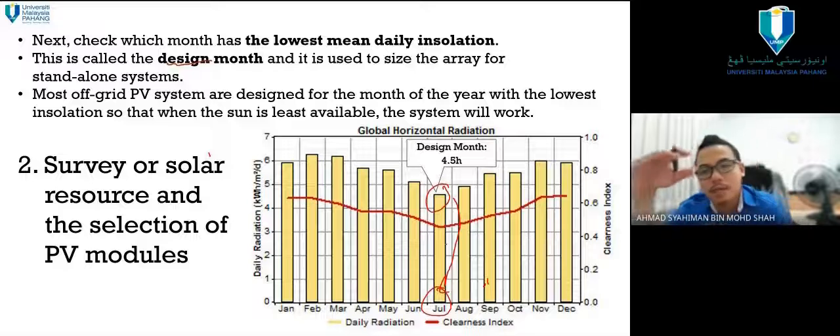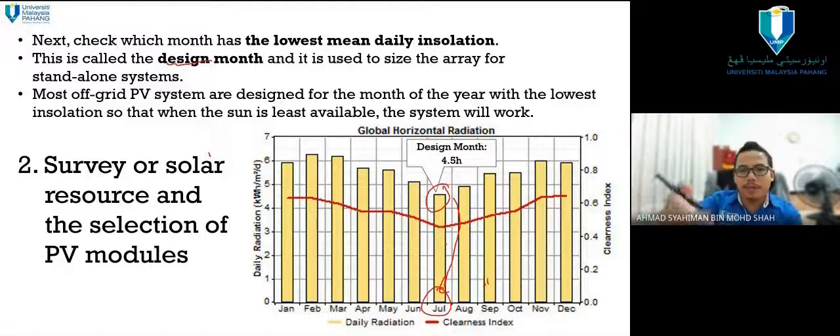Even though this is the average per month, other months can reach maybe 6 or 5, but we only consider that month. Not by luck; from the historical data, you find this month is the lowest one. So we base the design on this month, 4.5 hours, not 6. Overall, when you do the design, there will be no problem for other months, because other months are higher than that. So we are taking the worst case, the worst month, and basing the design on that value.